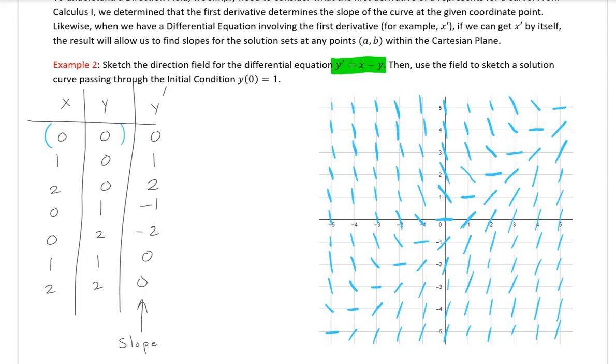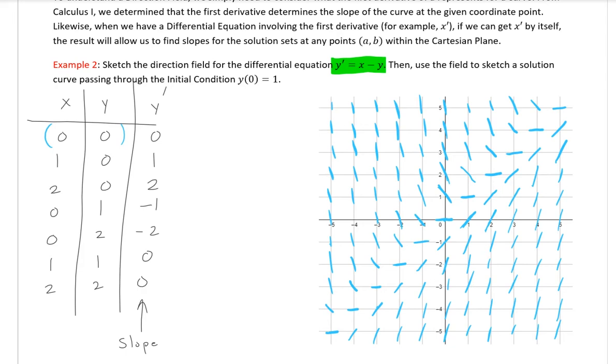Really, start to see the ones that have pretty low slopes, so between like negative 3 and 3. Then after that, they should just get steeper and steeper, and you should be able to see a trend. All right. So that would be our direction field. It takes a little bit of time, but not too bad.